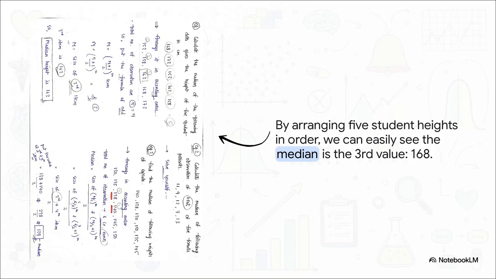This example makes it really obvious. We've got 5 different student heights. We just line them up in order, and the one right in the middle, the third value, is 168 centimeters. That's it. That's our median.